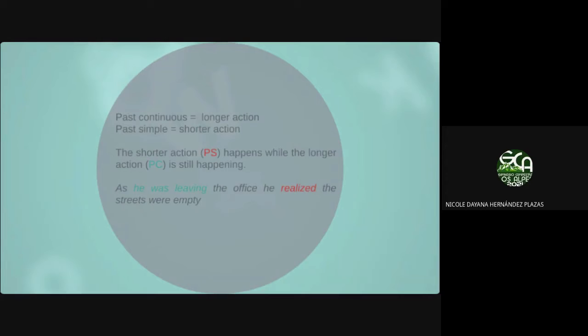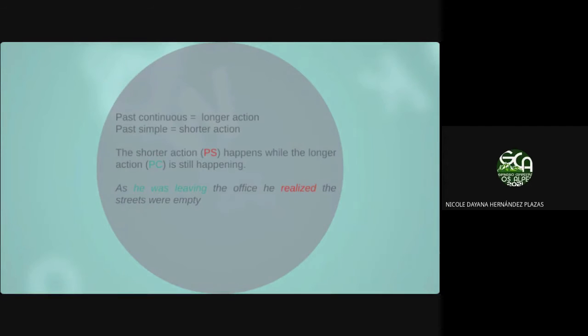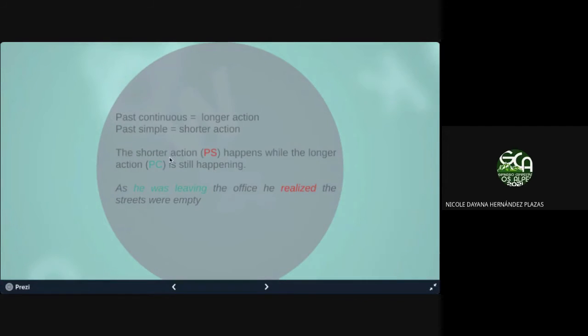From now on, I am going to use colors in this explanation. So the shorter action that is in past simple is going to be in red, and the longer one, with past continuous, is going to be in this kind of green blue or something like that. It's like blue for me. So keep this in mind. The shorter action, the one in past simple, happens while the longer action is still happening. What is the meaning of while? Once again.